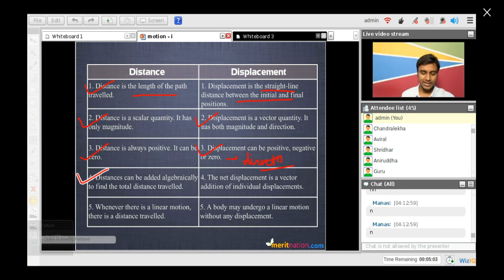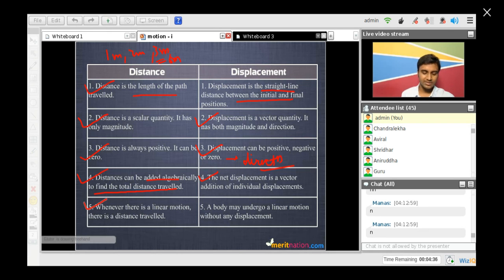Now distance can be added algebraically to find total distance covered, but displacement needs vector addition because it is a vector. So if there is distance covered 1 meter, then 2 meter, then 3 meter, it is directly added as 6 meter. But in vector you have to mention direction also. I'll give you a question as homework. You will get to understand in much more detail.